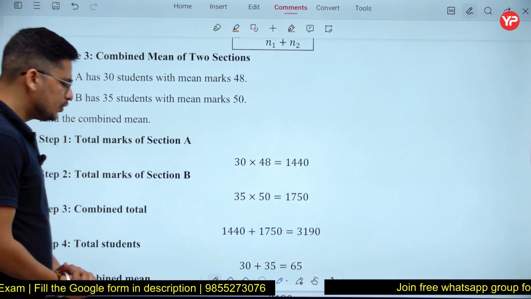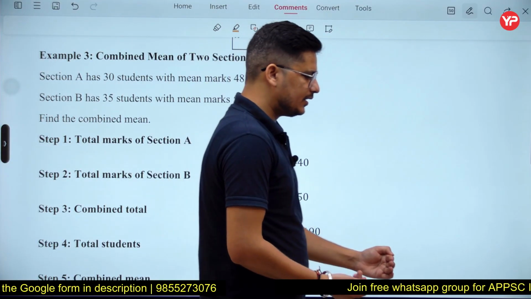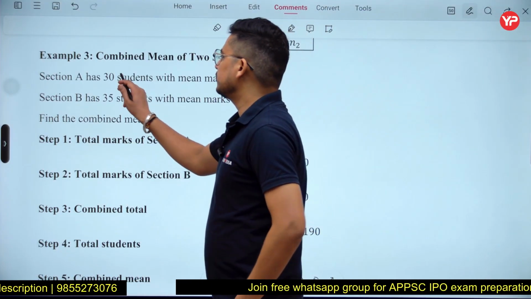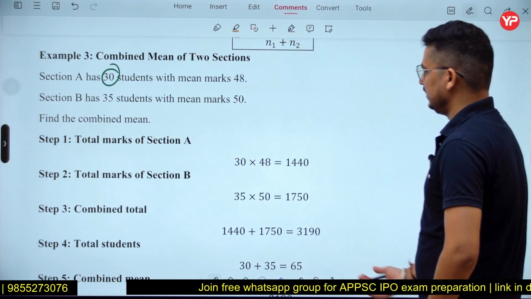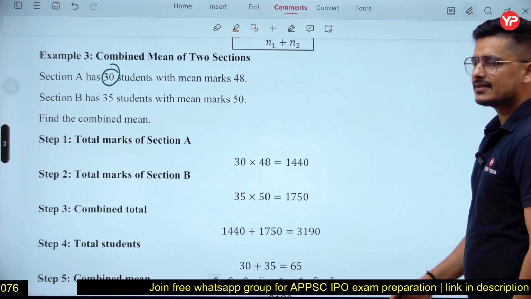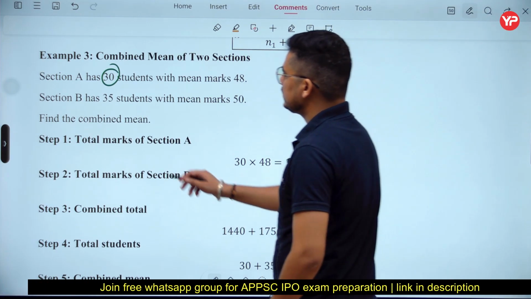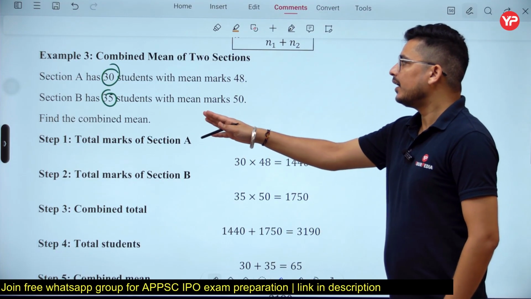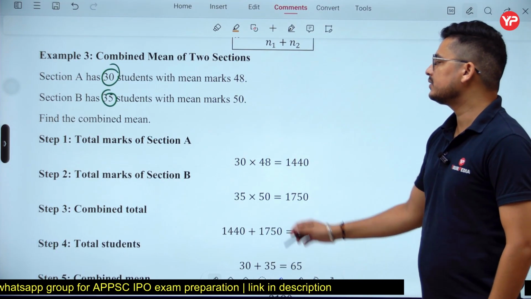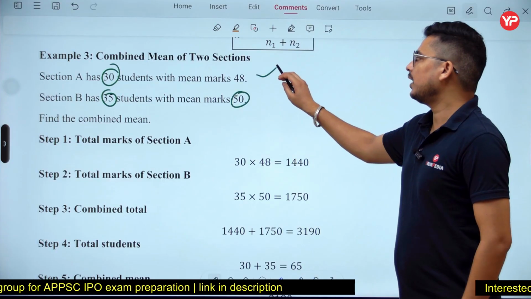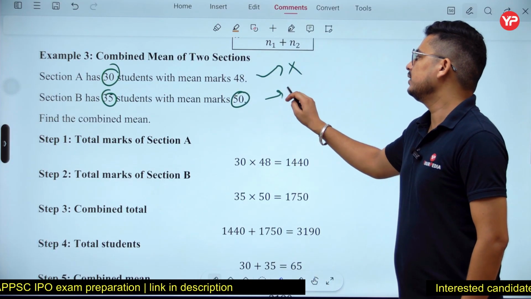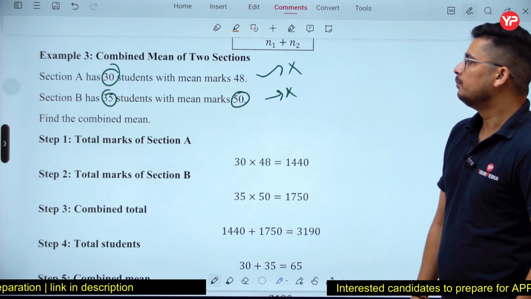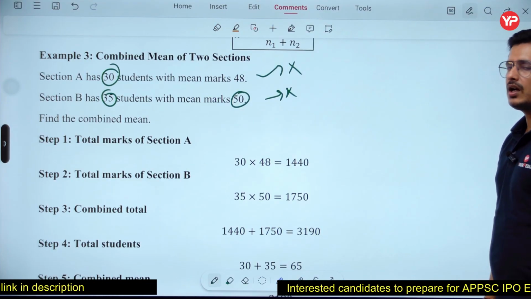Let us take that you have a section A in class 10th, that has 30 students, right? And section B has 35 students. The mean of these 30 students is 48, and the mean of these 35 students is 50. Both are from class 10. So we have to calculate the total mean of this class 10.